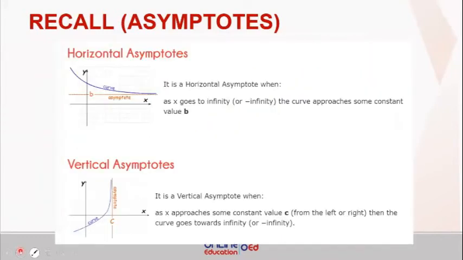Yung horizontal asymptote, so yan. So it is a horizontal asymptote when as x goes to infinity or yung negative infinity natin, the curve approaches some constant value of b. So ito yung tinutukoy niya, yung line na to, yung horizontal asymptotes. And then for the vertical asymptotes naman, as x approaches some constant value c, from left or right, then the curve goes towards infinity or negative infinity. So ito naman yung tinutukoy dito na asymptote o yung letter C natin.